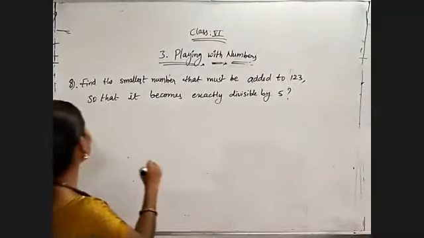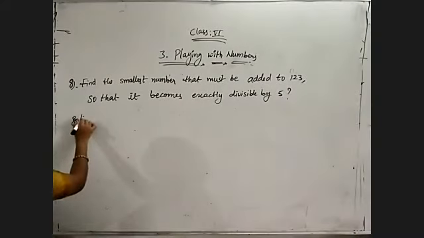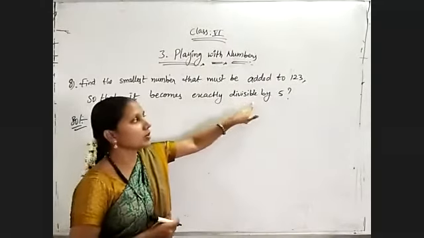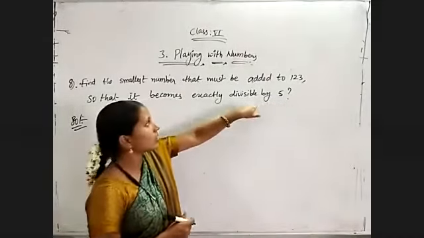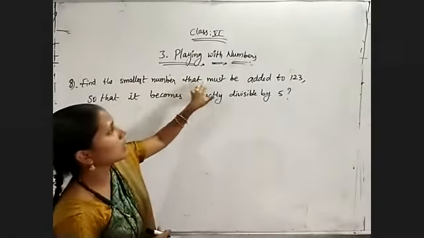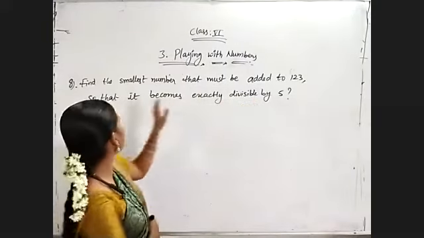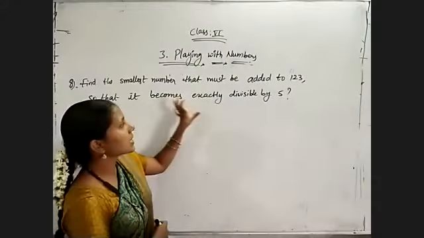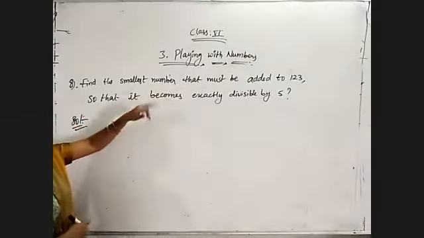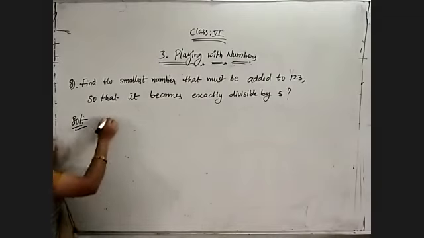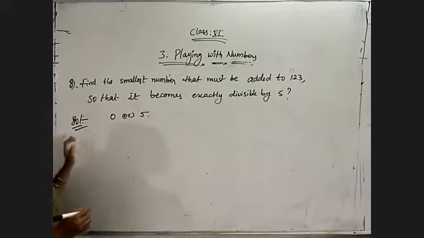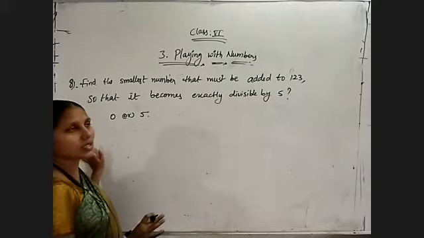Okay, observe this question. It is very clear that they are asking about the divisibility rule of 5. What is the question? Find the smallest number that must be added to 123 so that it becomes exactly divisible by 5. Smallest number we need to add. So what is the divisibility rule of 5? If the number has 0 or 5 in its unit place, then only it is divisible by 5. Otherwise, it is not divisible by 5.